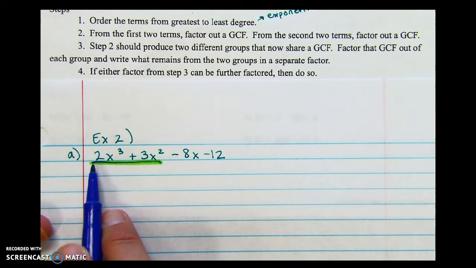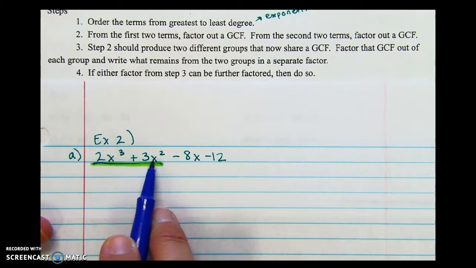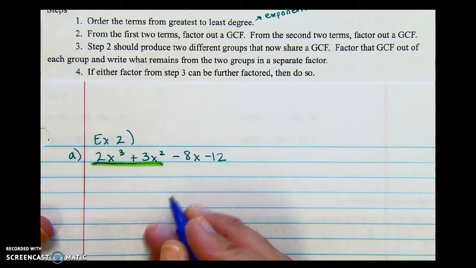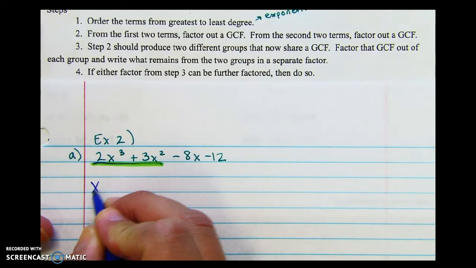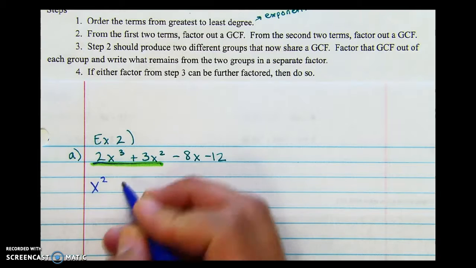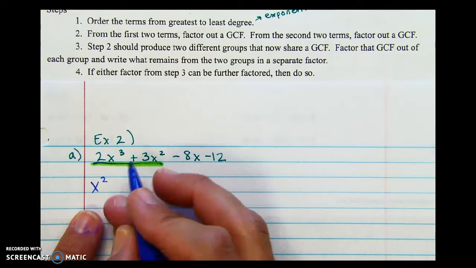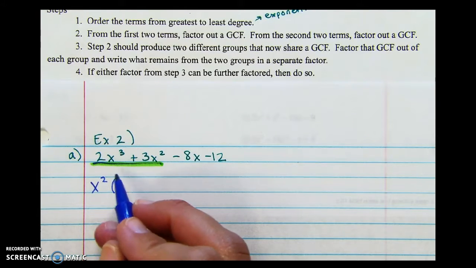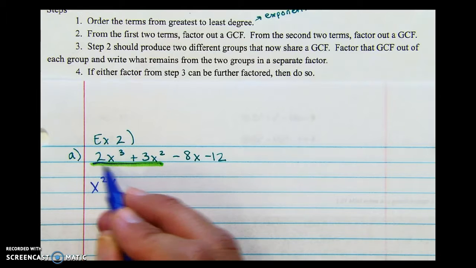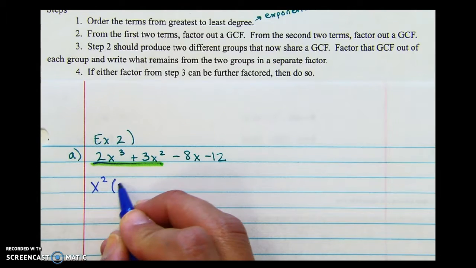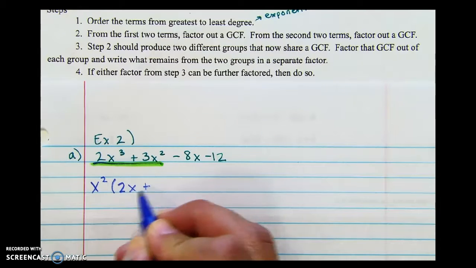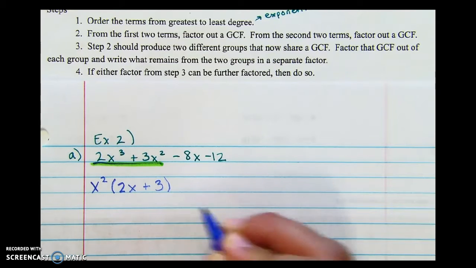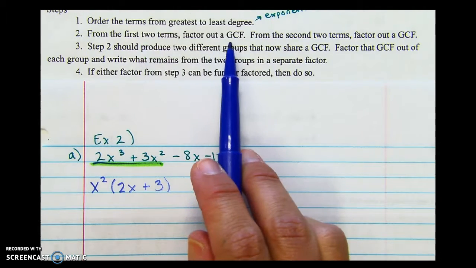What's the greatest common factor? What's in both of these? And in addition to 1, what's the x's? X squared. So we're going to have an x squared. And every time you take out a greatest common factor, you write it in front with no parentheses, and then you open a parenthesis behind it. So if we factor out x squared from 2x cubed, what's going to go here? 2x plus x squared times what is 3x squared? 3. Okay. From the first two terms, factor out the greatest common factor.